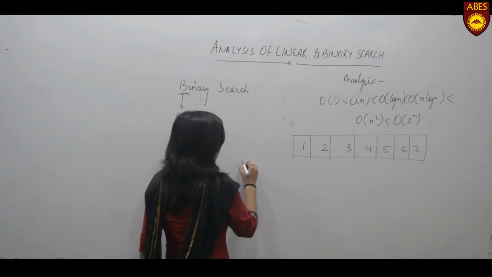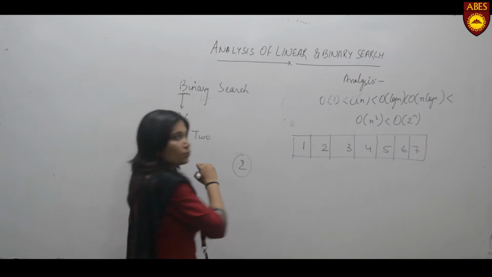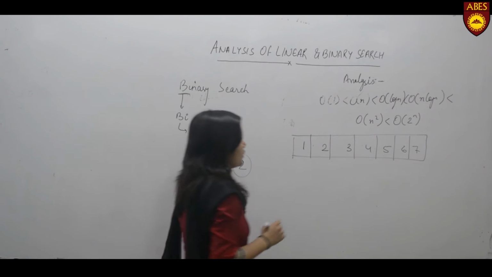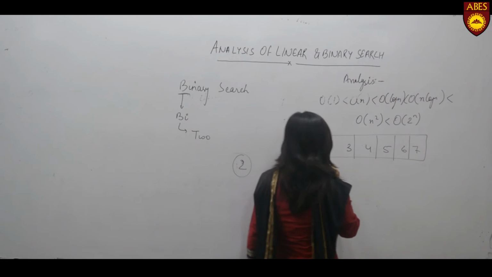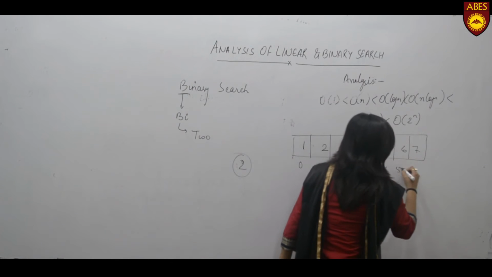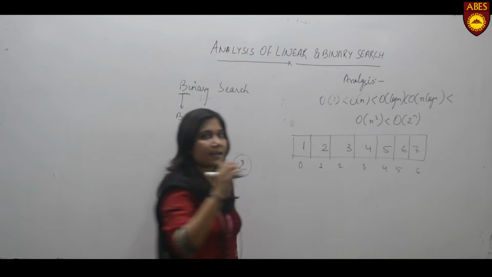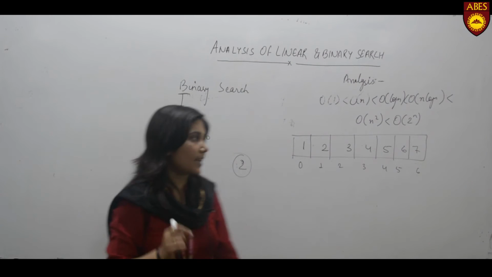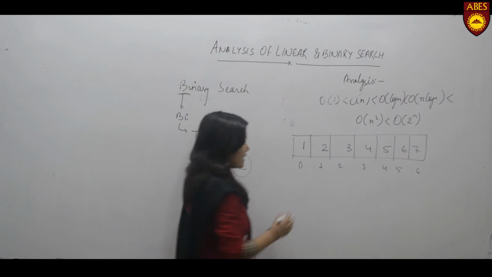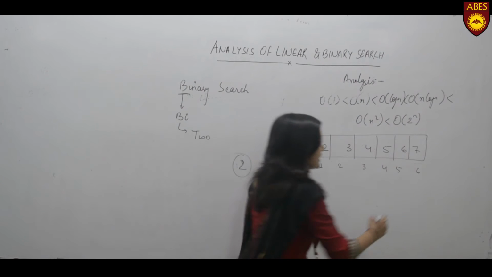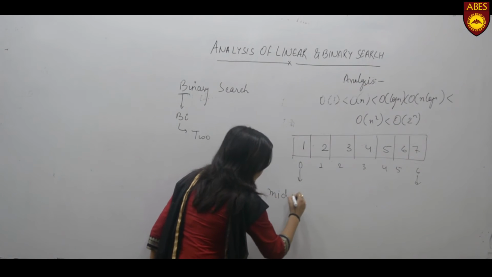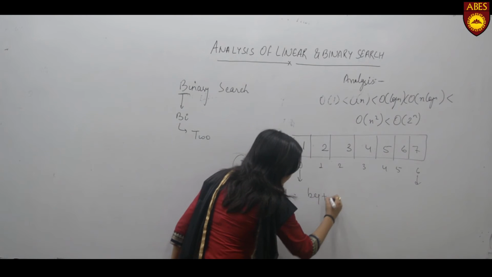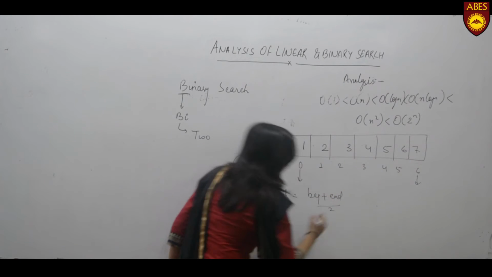And I am searching for the element which is 2. So first of all, in binary search, we are supposed to find the middle element of an array. This is the beginning of the array and this is the end of the array. The middle element of any array will be found like beginning plus end divided by 2.